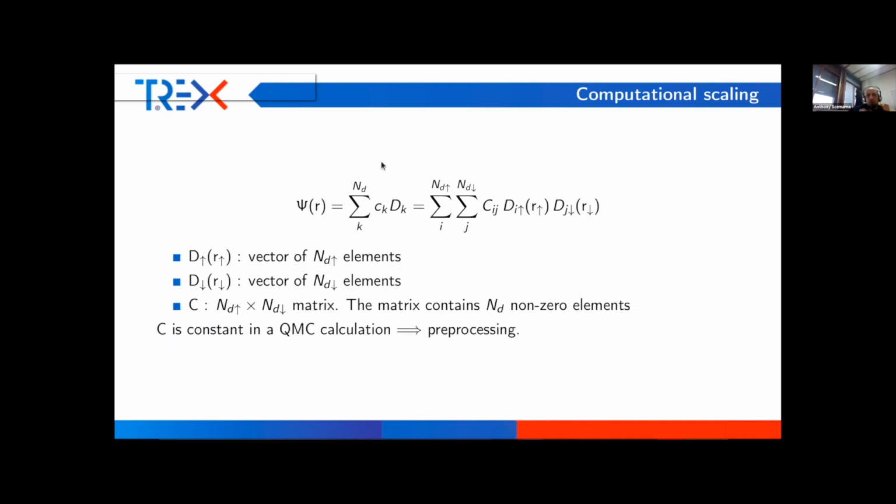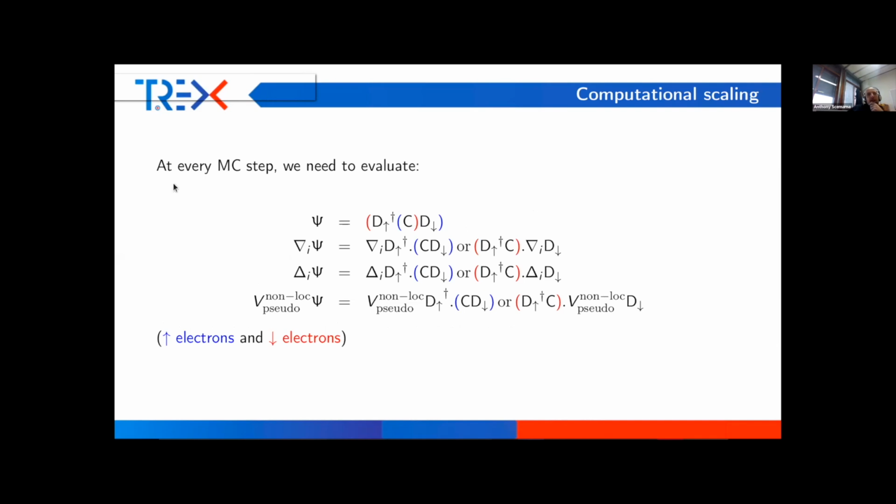Now let's see how we can compute this in an efficient way. As I said, at every Monte Carlo step, you need to evaluate the wave function, the gradient, and the Laplacian. And you need also to evaluate the non-local component of the pseudo-potential.